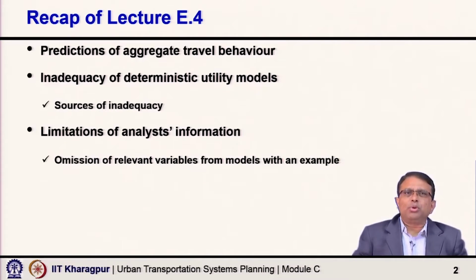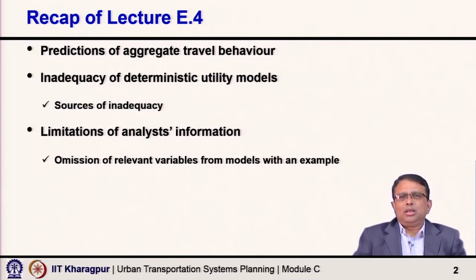Then we discussed the inadequacy of the deterministic utility model. What are the sources of inadequacy? One aspect we highlighted was that the information available to all trip makers may not be the same. The second, we said there are certain limitations in terms of the analyst's information. This limitation relates to the modeler who is doing the modeling.